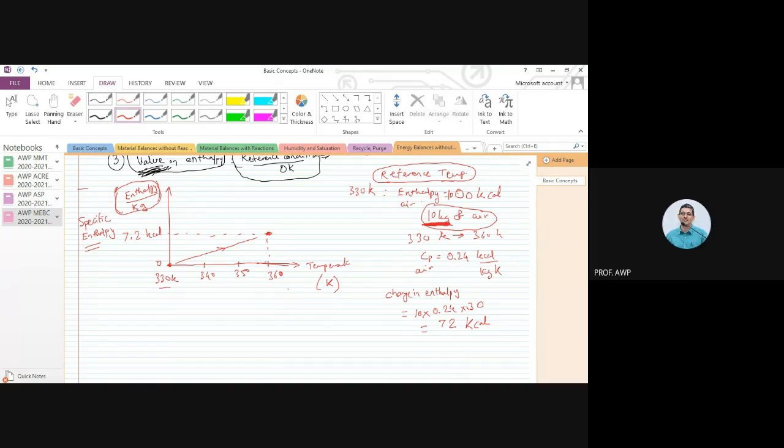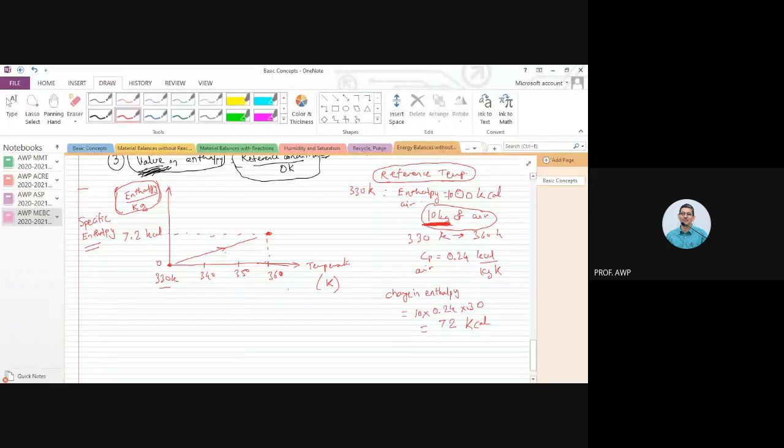Right? So is that clear? Specific enthalpy is now independent of mass, right? It is per unit mass. So it becomes an intensive property, whereas actual enthalpy becomes an extensive property because it will depend on whether I have 1 kg of mass or 2 kg of mass or 10 kg of mass. Is that okay? Yes, sir. Okay.